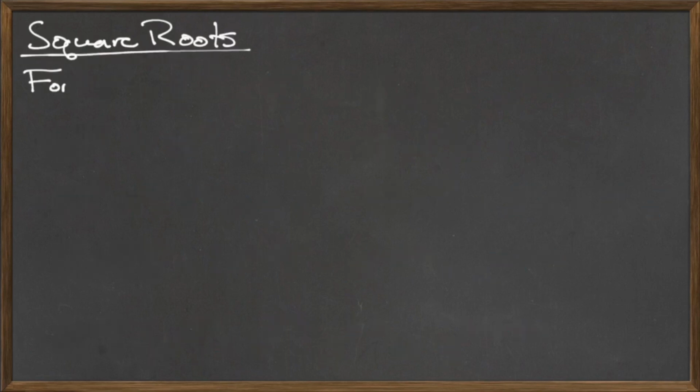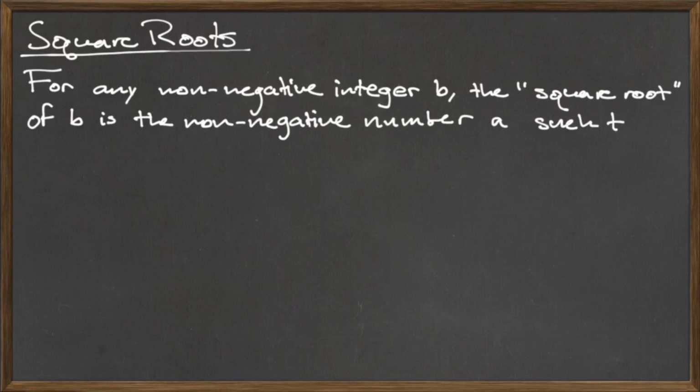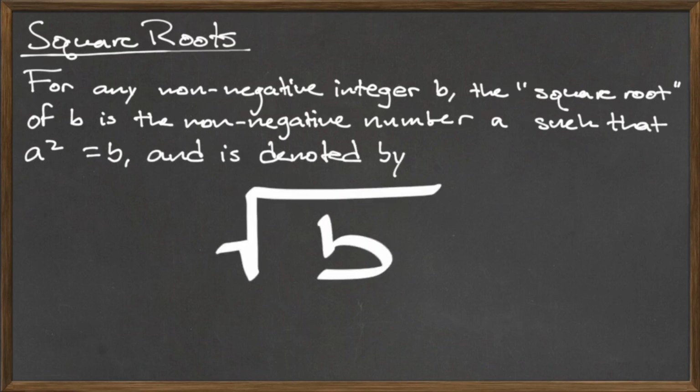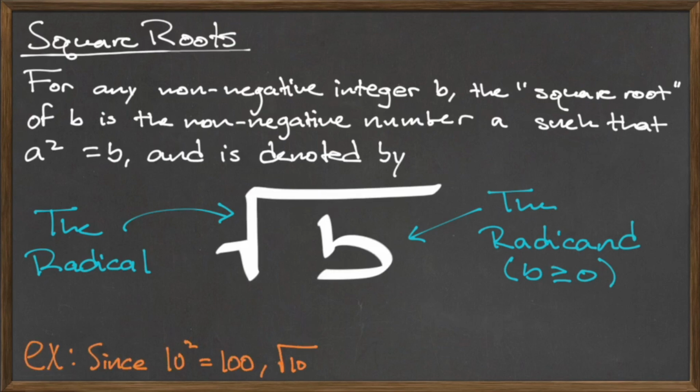The final topic for this video is square roots. For any non-negative integer b, the square root of b is the non-negative number a such that a squared equals b, denoted like so. This strange-looking symbol we call the radical, and the non-negative integer b we call the radicand. For example, the square root of 100 is 10, since 10 squared equals 10 times 10, which equals 100.